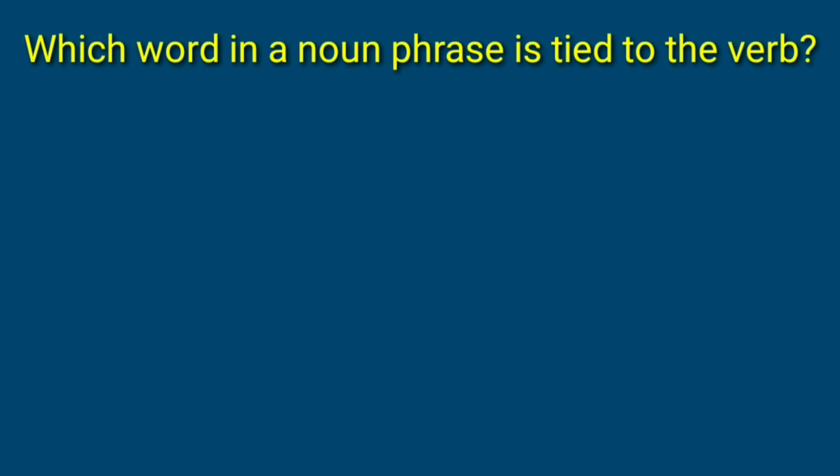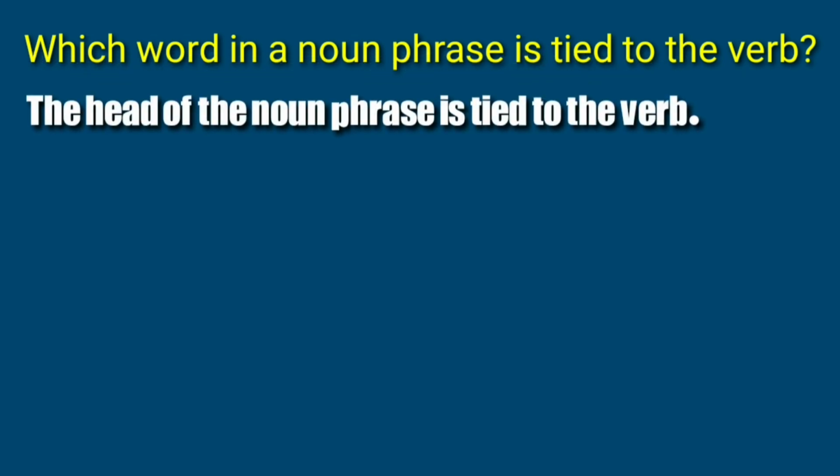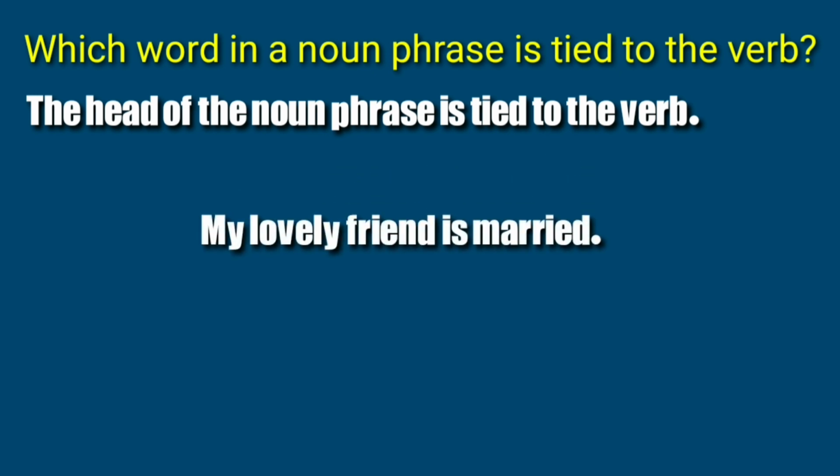The noun phrase has more than just a word, so we should decide which word should have this relationship with the verb, right? And the simple answer to this question is the head of the noun phrase. Let's take an example. My lovely friend is married.